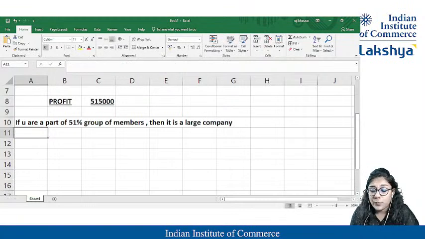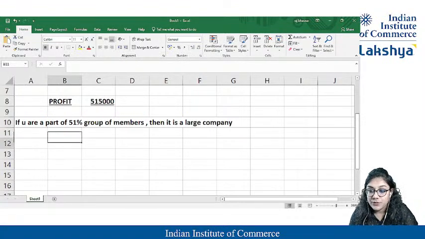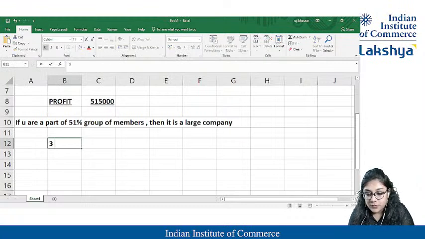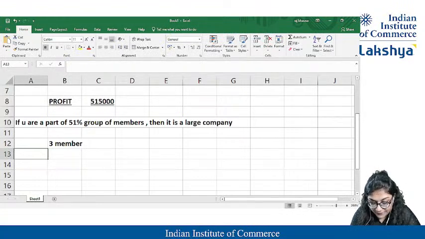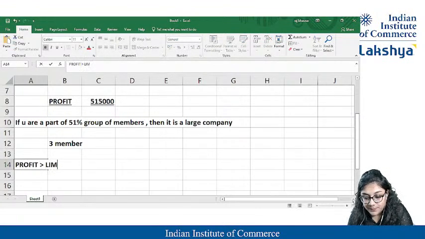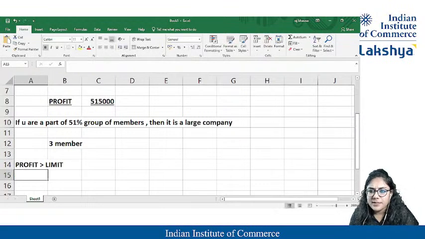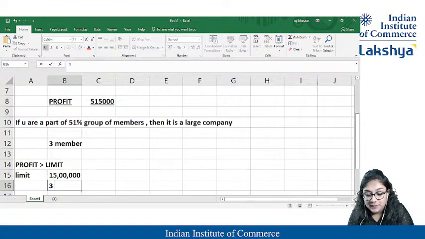If you check the question, it was written that Mixture company has 2 groups, 51 percent. So basically there are 3 parties, students, 3 members. And you know the limit is 15 lakhs. If my profit is greater than the limit, so what is my limit, students? My limit over here is equal to 15 lakhs. How many members are there? Students, there are 3 members.